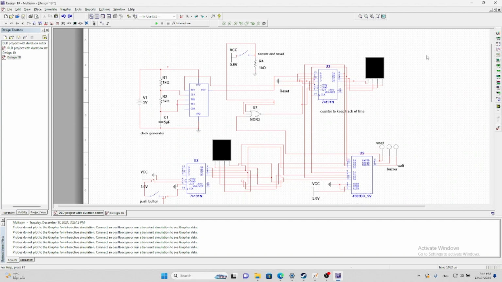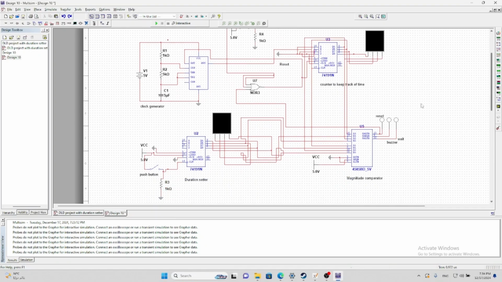Then we have another counter here that is responsible for setting the duration. So let's say here I simulate this. If the user sets here and clicks on this button, he could set the time he wants to be reminded. So let's say 7 minutes, 8 minutes, and so on.